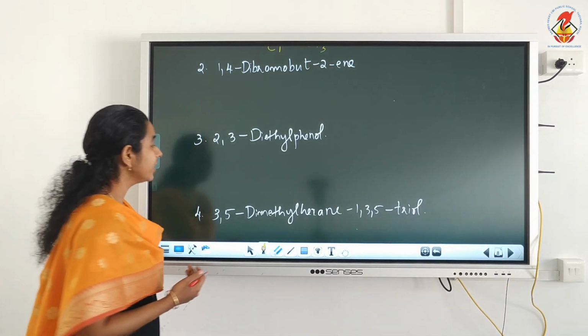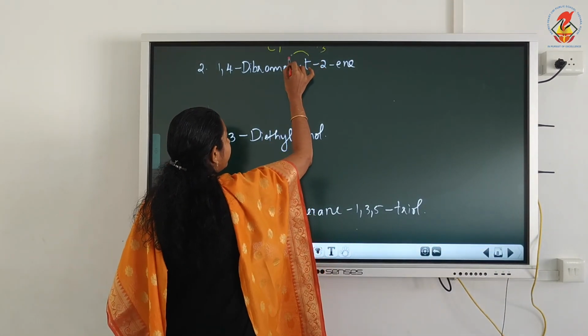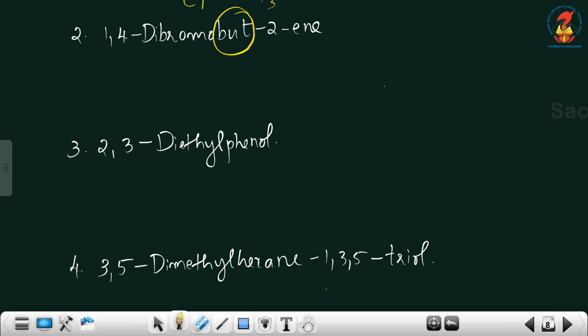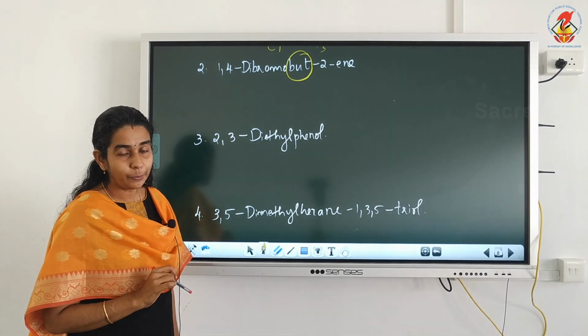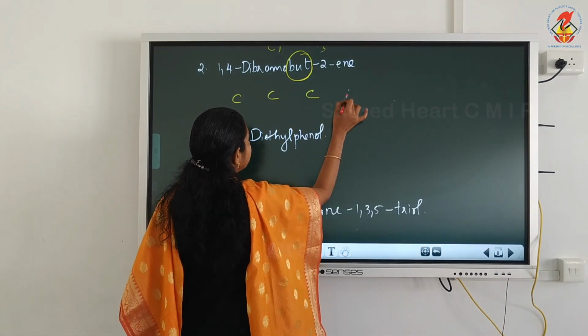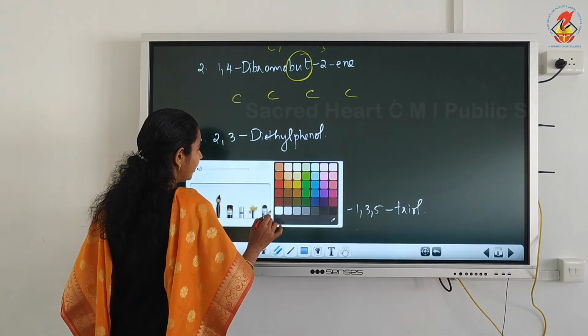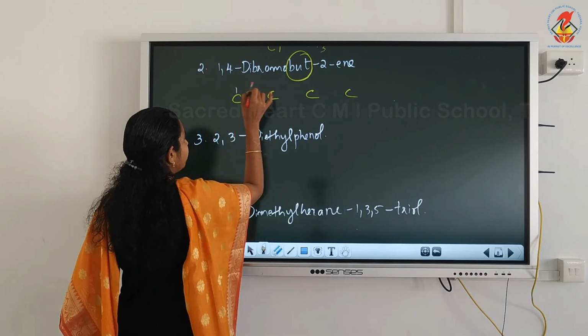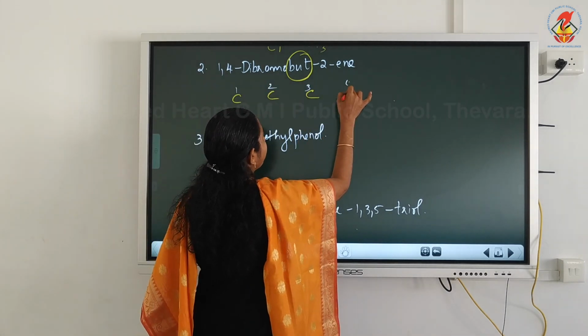1,4-dibromo-but-2-ene. So, first identify the word root. The word root is but. Circle the word root. It is not cyclobut, it is but only. So, draw 4 carbon atoms, 1, 2, 3, 4. Give the numbers continuously as 1, 2, 3, 4.